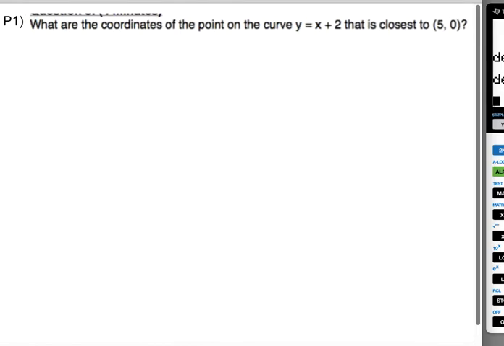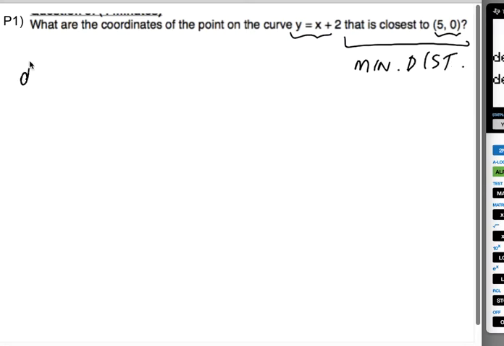All right, so try P1. It's the same exact idea, except you have a different curve. And as you'll notice, 5, 0 is not on this curve. So again, that distance can't possibly be 0. So let's go ahead and walk through this. You can pause me if you don't want me to. Remember that what this is saying is minimum distance. That's what it means to be closest.